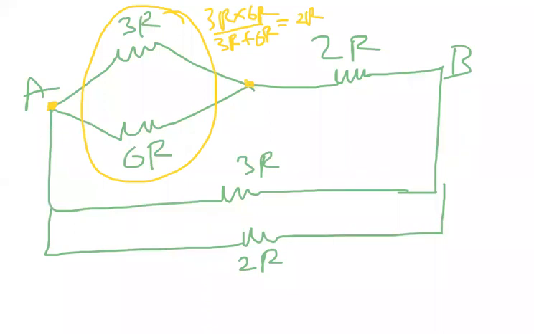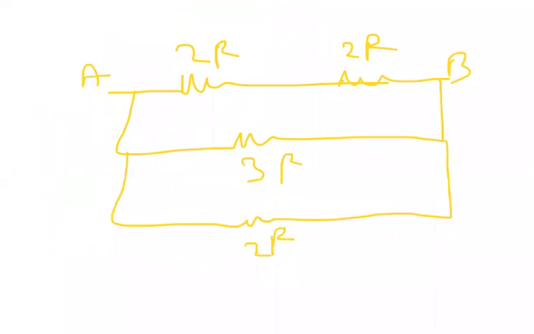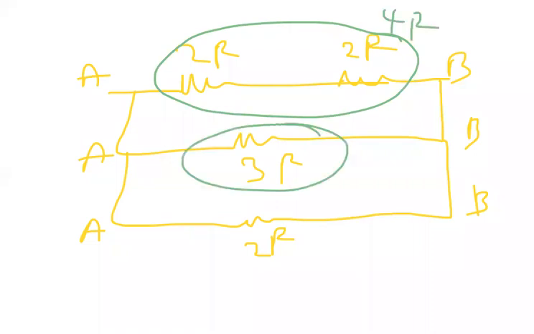Let us take the next page. What we got here is 2R, and again I have here 2R, and again here I have 3R, and finally I have here 2R. Now this is A, this is B. This is also A, this is also B. If this is A, I can make it travel till here because there is no distance. B also can travel till here. Now 2R and 2R are in series, so we can write 4R. And this is 3R, and this one is 2R.